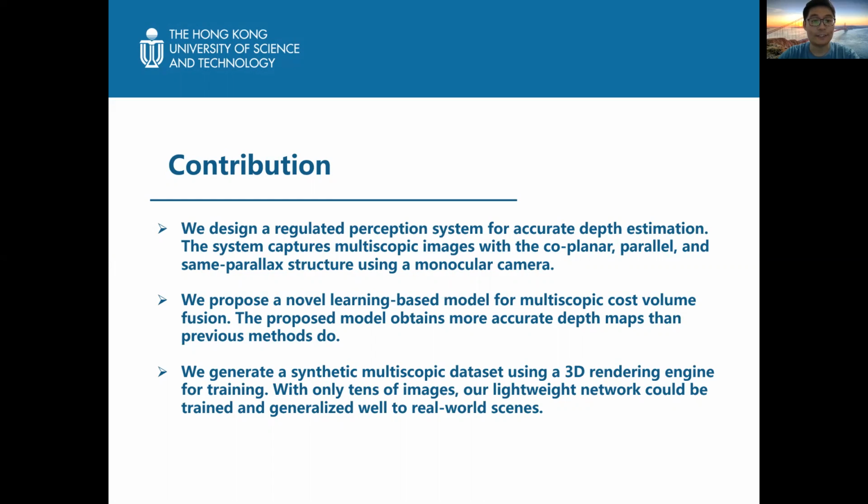Thirdly, we generate a synthetic multiscopic dataset using a 3D rendering engine for training. With only tens of images, our lightweight network could be trained and generalized well to real-world scenes.